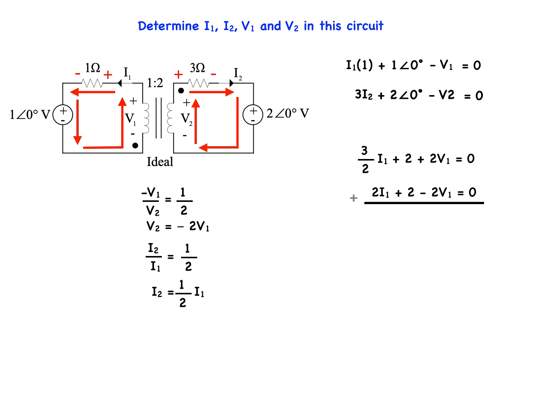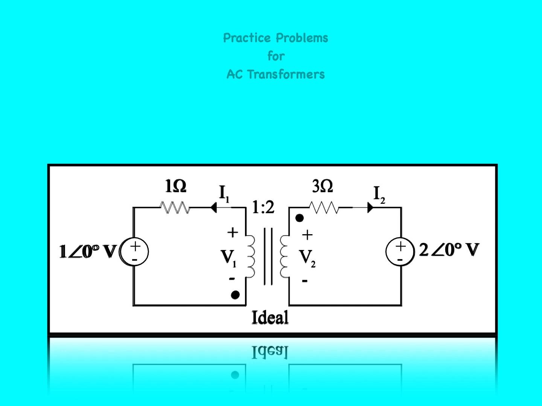In order to remove one of the variables, in this case V1, I'm going to add the two equations together, and that leaves us with 7 over 2 times I1 plus 4 is equal to 0, or 7 over 2 times I1 is equal to minus 4. In terms of I1, I1 is then equal to 4 times 2 divided by 7, which means I1 is equal to 1.142 at 180 degree amps.